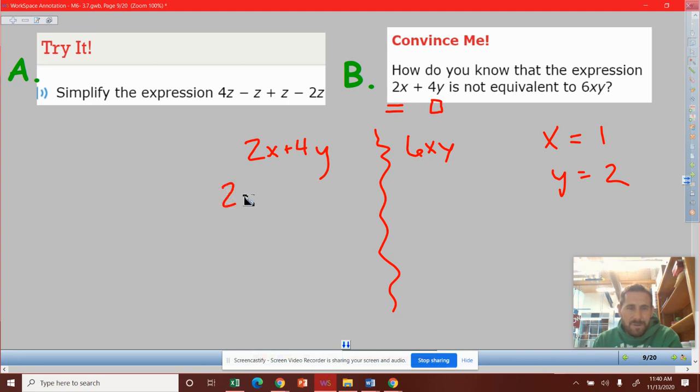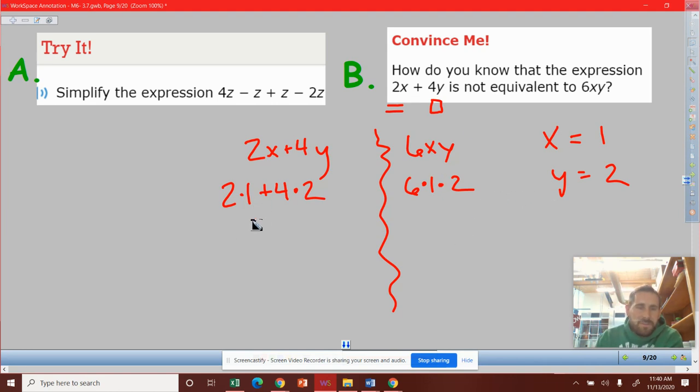So I'm going to do 2 times 1 plus 4 times, and we know y is 2, so I'm going to put a 2 there. And over here, I'm going to do 6 times 1 times 2. All we're doing is substituting in those numbers, and we're testing.